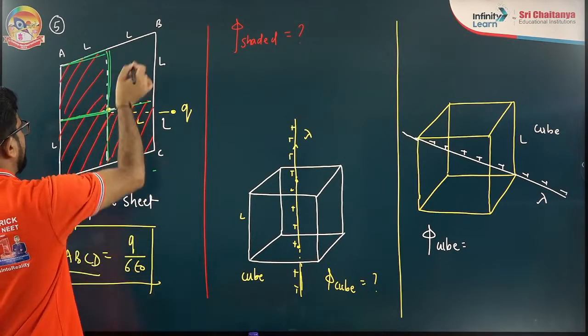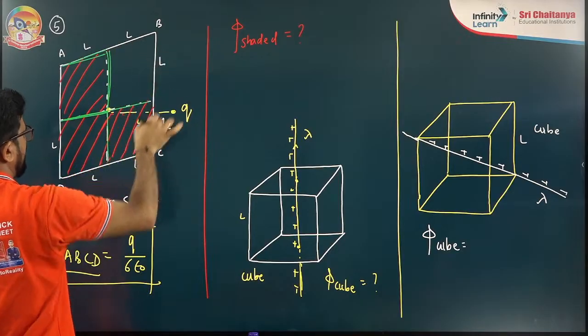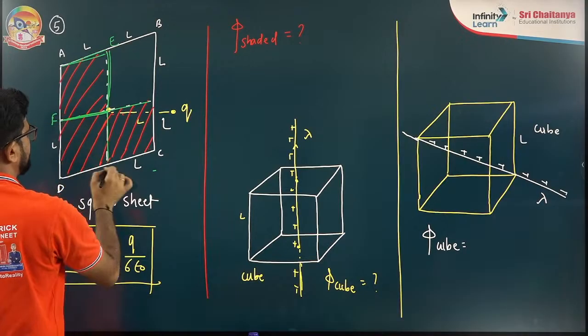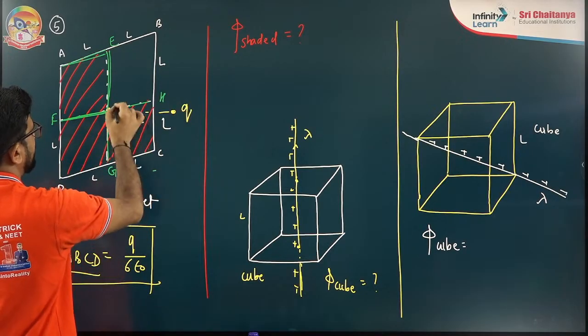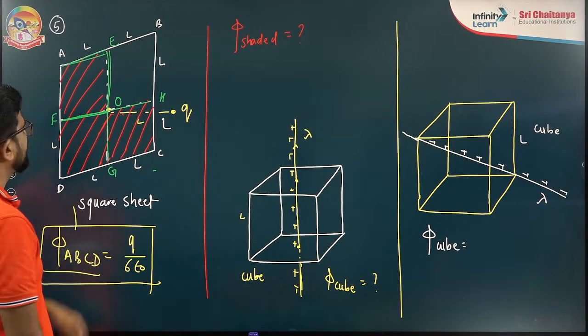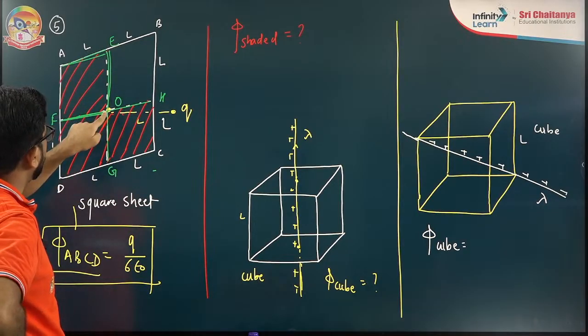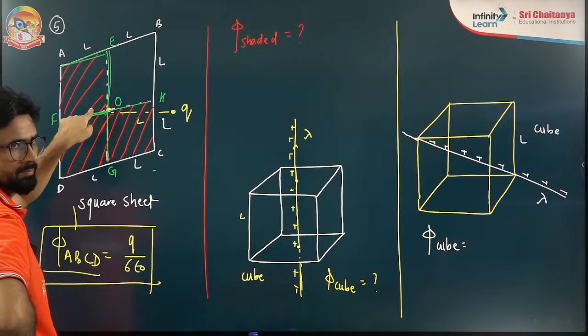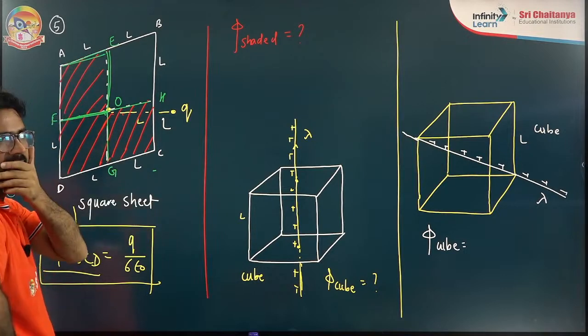If I take the name also, I can put it. This is A, B, C, D, and this is E. If I'm saying this is F, this is G, this is H, and this point is O. If you are taking A, E, O, F, this seat, how much is the flux?